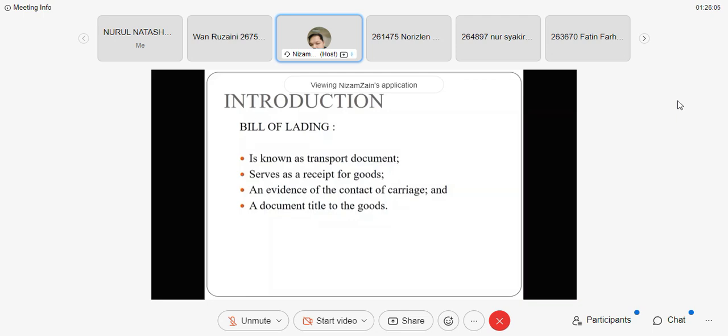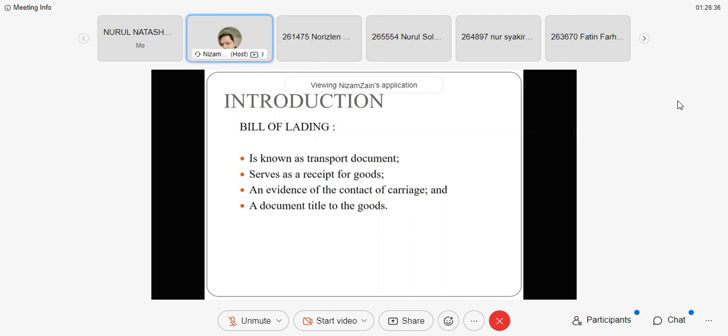Bill of lading. What is bill of lading? Right. Bill of lading is a very important document for import and export. For maritime, they use bill of lading. For other modes, maybe they use different terms.